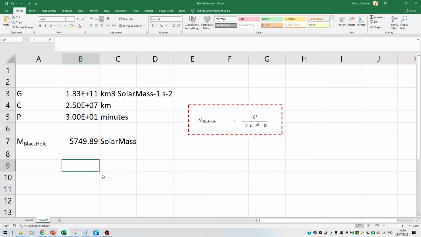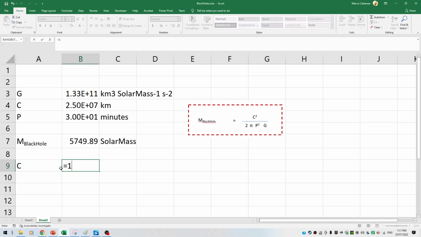Okay, this is just a follow-up on the previous video, because there we calculated the mass of our black hole based on some period and some circumference. But what if we actually put our Earth in the position it is in, and then calculate the mass of our black hole? Does that make sense? Probably not. Okay, so what I mean is the circumference.